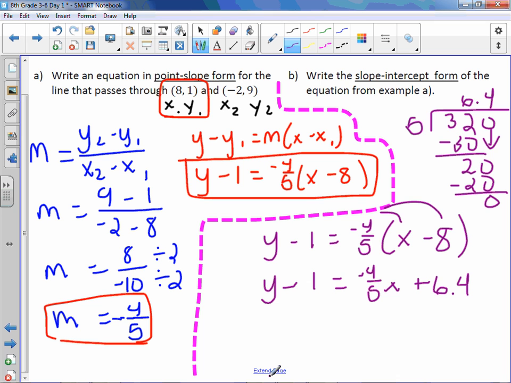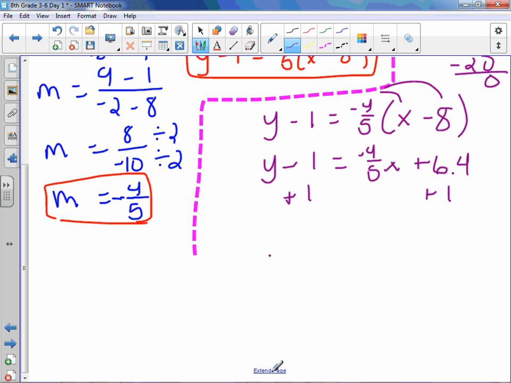We need to get y by itself, so we're going to add 1 to both sides, and I'm going to add 1 to its like term. And we have y equals negative 4/5 x plus 7.4.